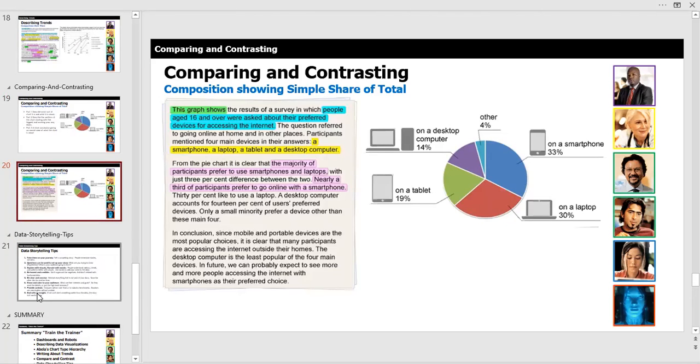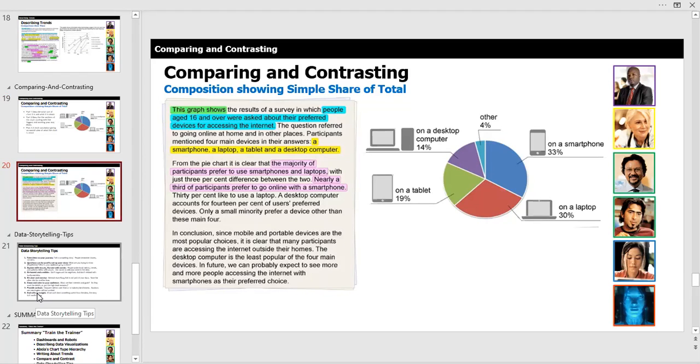Okay, so we had the 3 parts. The first part is explaining what the graph's about. This graph shows the results of a survey in which people aged 16 and over were asked about their preferred devices for accessing the internet. And then the first part of it is, from the pie chart, it's clear that the majority of participants prefer to use smartphones and laptops. And then it gives you some numbers, and then it says nearly 1/3 of participants prefer to go online with a smartphone. And then it goes down and starts looking at the different percentages: the smartphone, then the laptop, then the tablet, then a desktop computer, and then finally other.